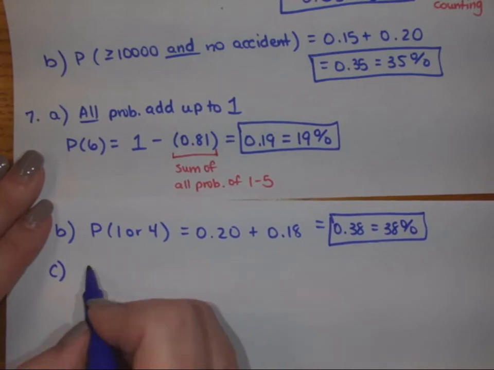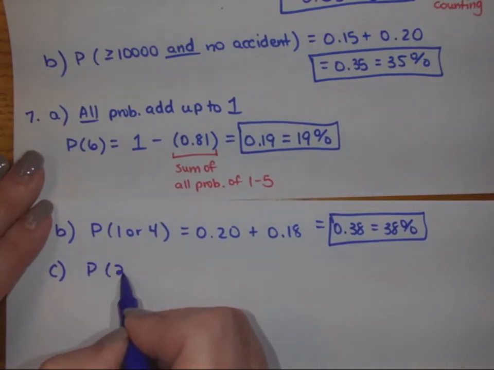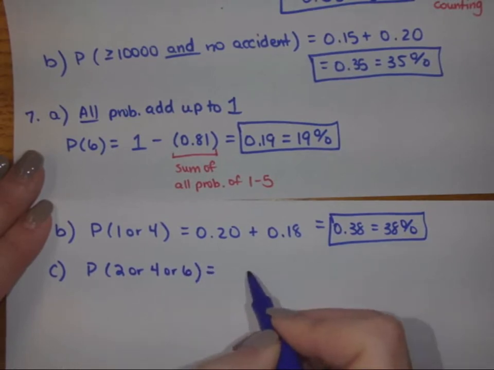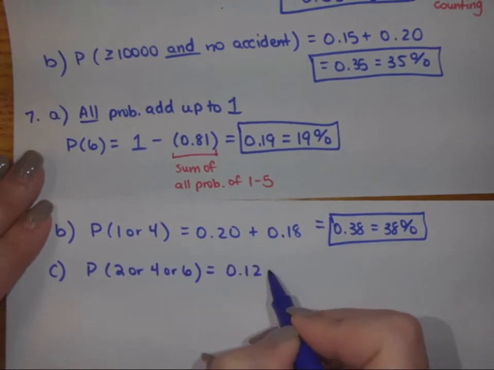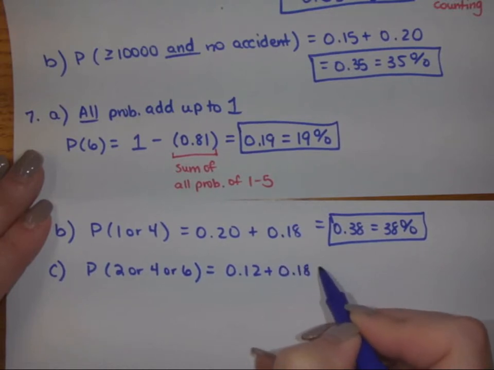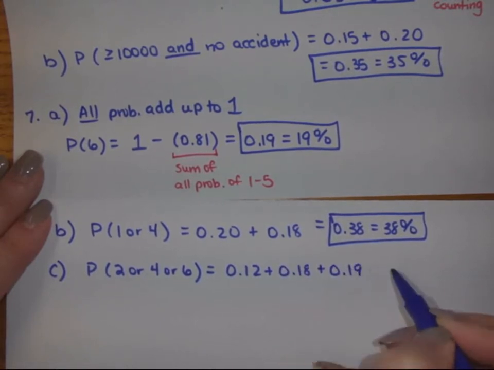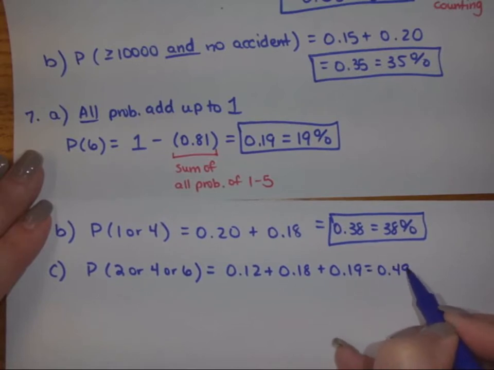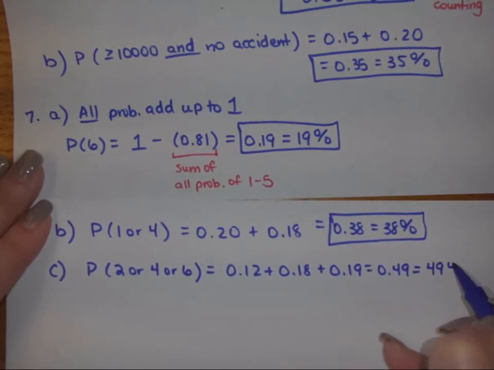The probability of an even number. So even implies that it's 2 or 4 or 6, right? Those are the only even numbers we have on a 6-sided dice. So again, that's very similar to part B. We just need to add those up. So if you add all 3 of those, you get 0.49 or 49%.